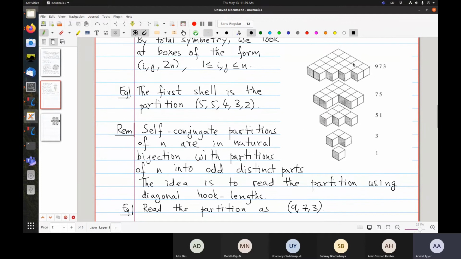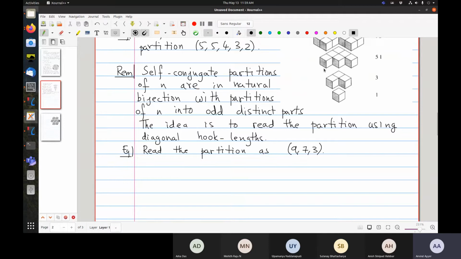Okay, so we'll read this partition as 973. Now, what do you do with the second shell? Oh, sorry. The second shell is formed by boxes of the form ij, 2 and minus 1.